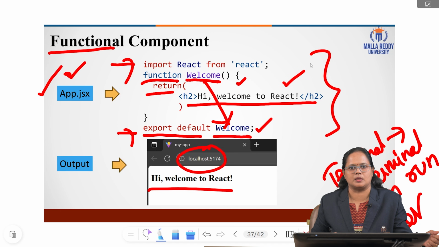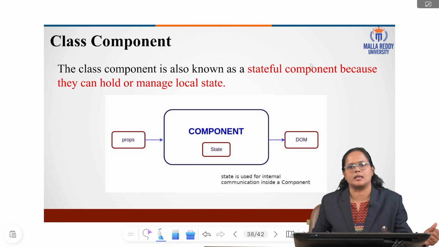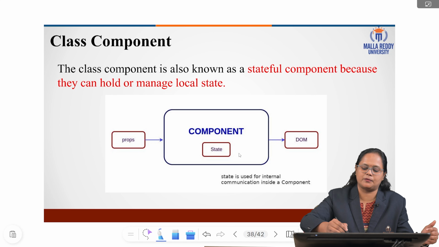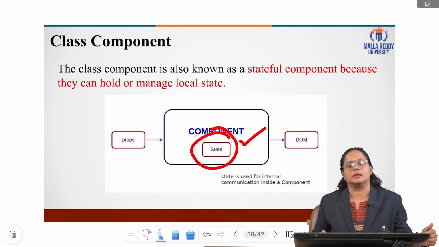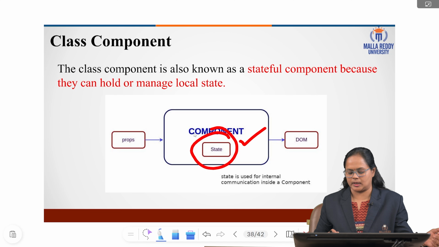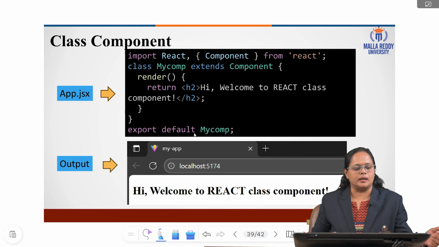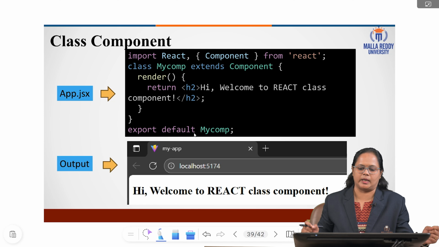This is about the functional component. And then we have the class component. The difference between the functional component and the class component is that a functional component is a stateless component, whereas a class component is a stateful component. Inside the class component, you will be having the state. You can update or make any changes to the state. Again, I told you we are going to learn about the state and props in the next coming lectures. And this is the syntax for defining a class component.